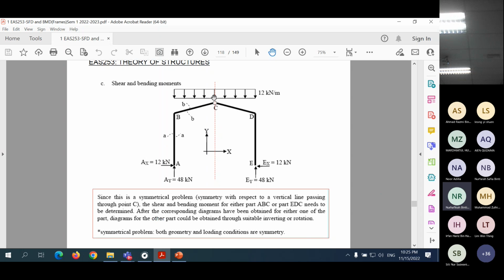So in this example, after you get the reactions, you need to calculate the axial force diagram, bending moment diagram, and shear force diagram. Here we make use of the fact that this is symmetry. Just get half of this, and the other half we can obtain through proper mirroring. You just need to flip it over to the other side of the axis of symmetry.